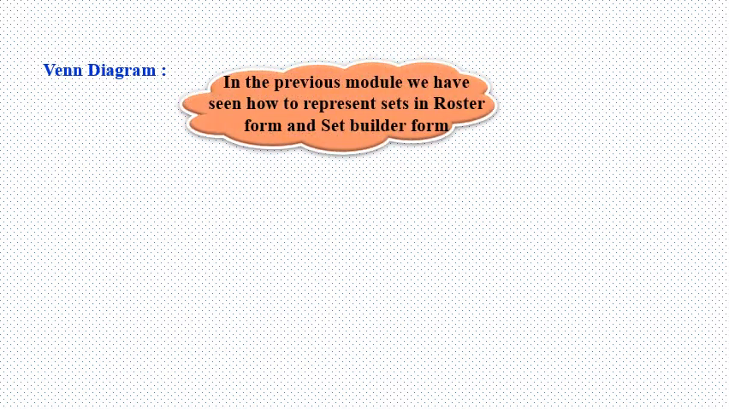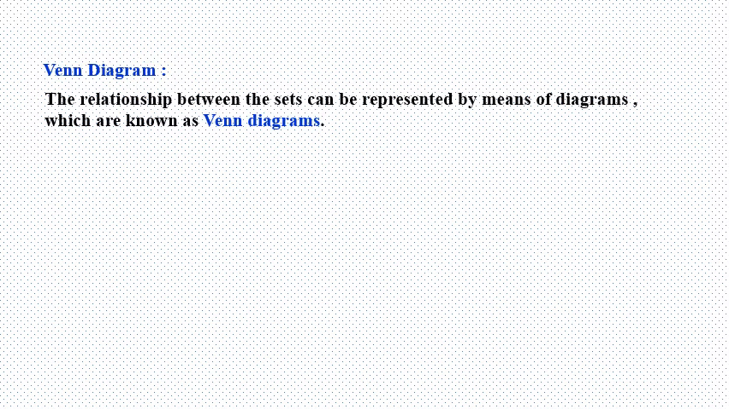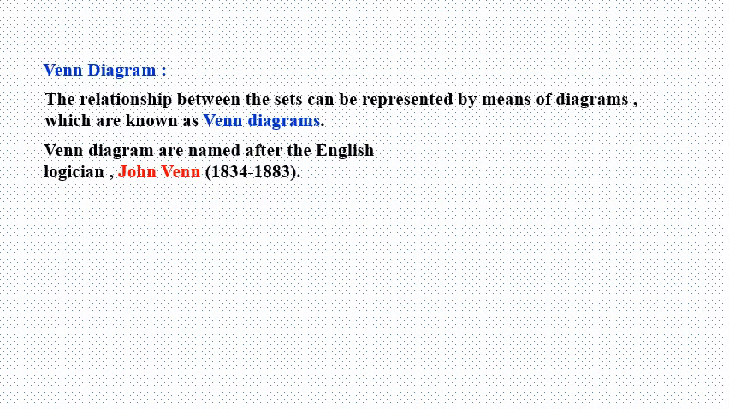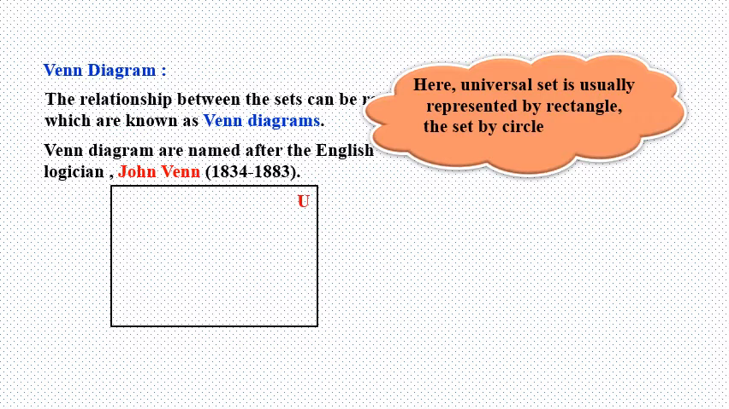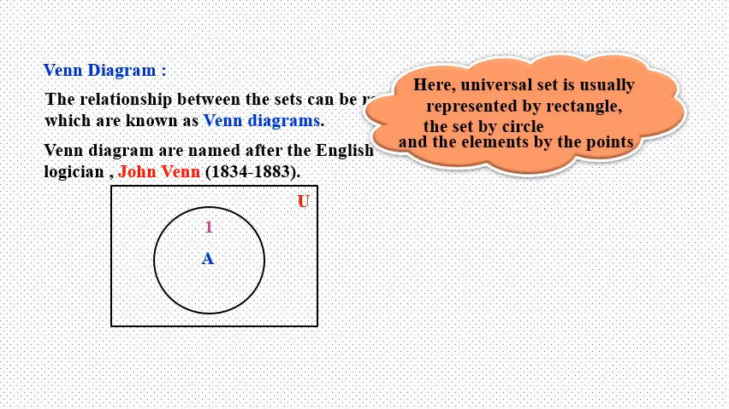Okay. Now look at this. Let us go with the Venn diagram. In the previous module, we saw how to represent sets in roster form and set builder form, correct? Now let us view the relation between sets, which can be represented by means of diagrams known as Venn diagrams. Venn diagrams are named after the English logician John Venn. Here, the universal set is usually represented by a rectangle. Remember, the sets are denoted by circles, correct? And the elements by points, correct?